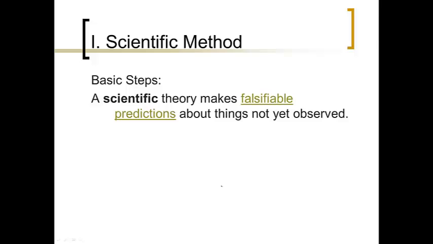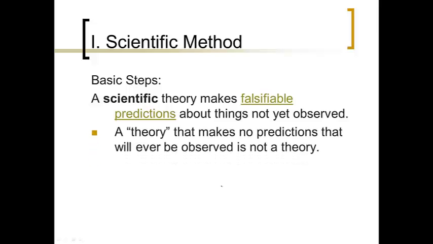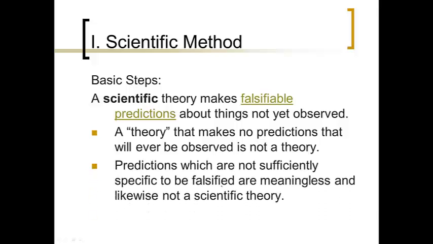Okay, now, some people may say, well, why are some things not considered to be scientific theories? If something is a scientific theory, it makes falsifiable predictions about things not yet observed. In other words, the theory must have the ability to be proven false. Okay? A theory that makes no predictions that will ever be observed is not a theory. And predictions which are not sufficiently specific to be falsified are meaningless and likewise not going to be a scientific theory. Okay.